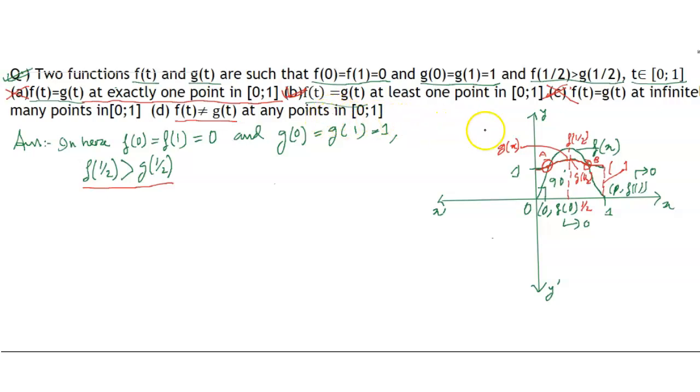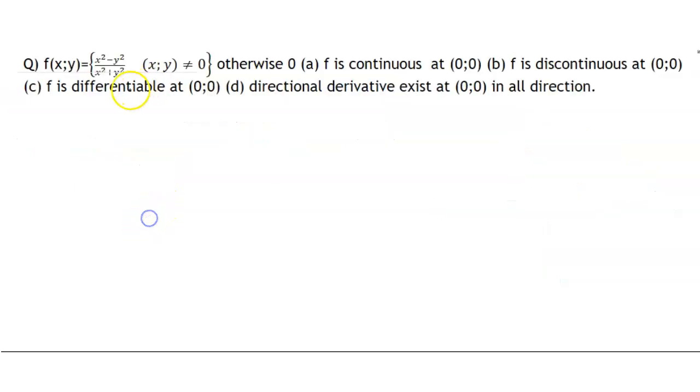So friends, you will see that at least 1 point in [0, 1] has f(t) equal to g(t). So this conclusion is also wrong. So my answer is: only option B is correct. Next problem.